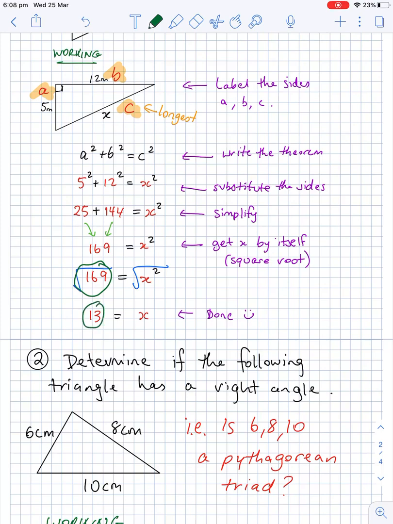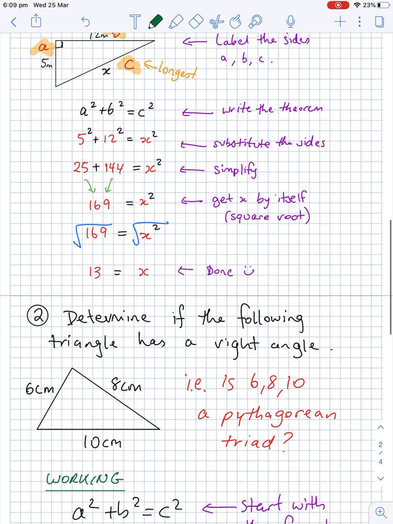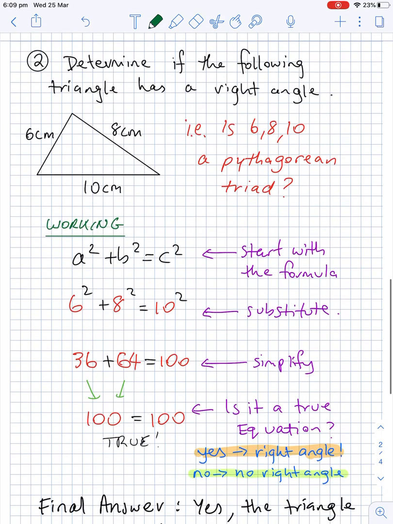And the square root of 169, well, that's just 13. We can use a calculator for that if you're having trouble with that one. So if x is 13, we figured out this unknown length. Sorry, so x is 13. So this is actually 13 centimeters. So I probably should have written that in. I'll do that now. So it's 13 centimeters. Okay, moving on.